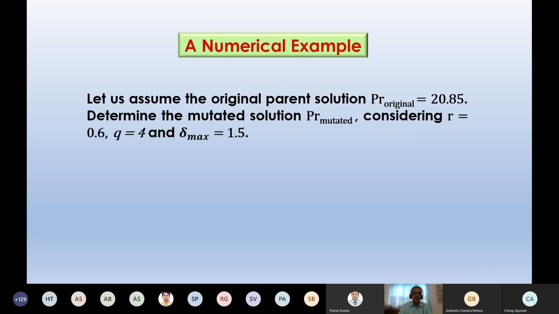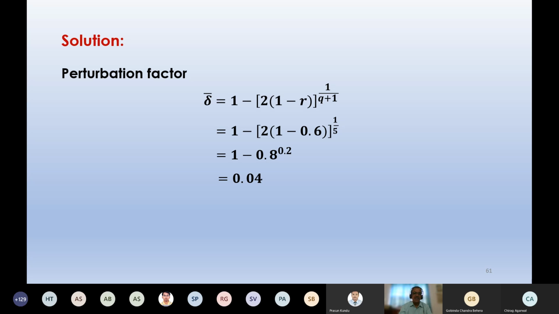Now I am going to solve one numerical example just to make it crystal clear. Supposing that the original parent is 20.85, our aim is to determine the mutated solution, and we consider R equals 0.6, Q equals 4, and delta max, for simplicity, say 1.5. How to find out your mutated solution? Here I'll have to use this particular expression because R is found to be greater than 0.5.